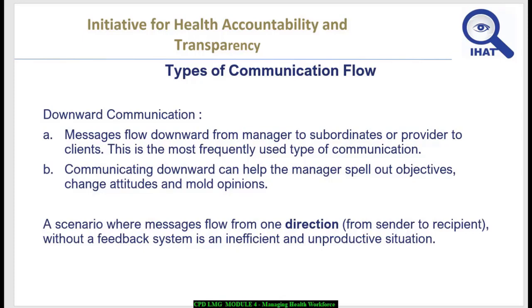Communicating downward can help the manager spell out objectives. It can also help the manager change attitudes and mold opinions. Communication flow is about the direction of communication. A scenario where messages flow from one direction without a feedback system is an inefficient and unproductive situation.